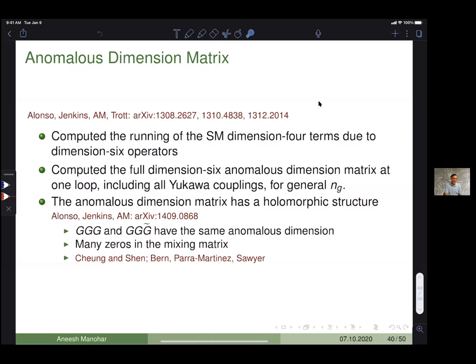We also found a lot of zeros in the mixing matrix where there was no reason for there to be zeros. And there's been some progress on understanding this based on amplitude methods and some recent papers over here.